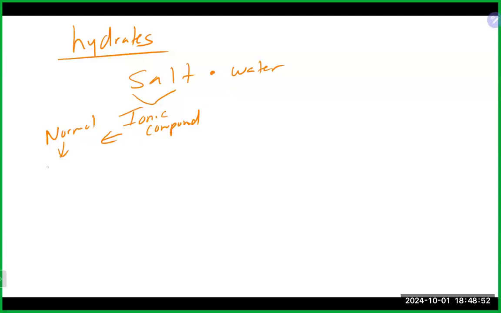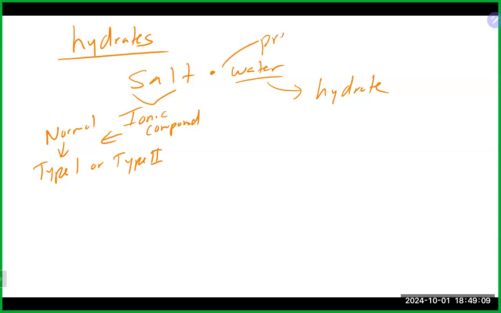Either it's going to be probably a type 1 or type 2 situation happening. The water is named as hydrate for water. And we do use a prefix, like the ones we just saw, for how many hydrates there are. So like the one that we did, MgSO4 dot 7 H2O.